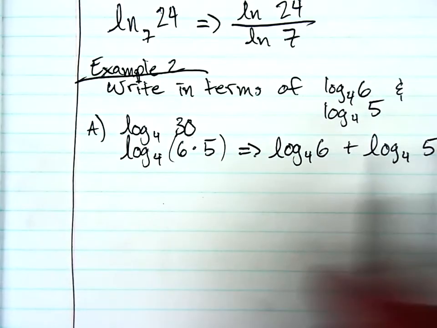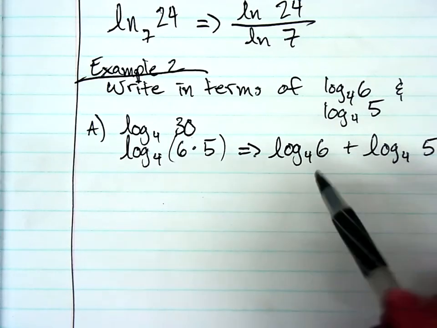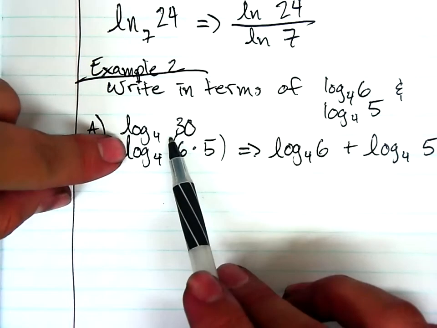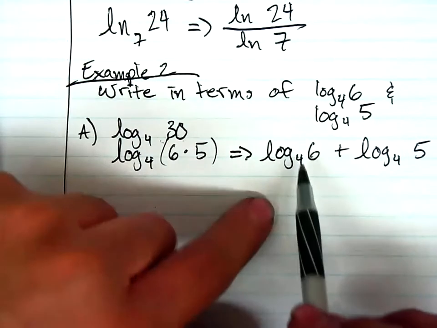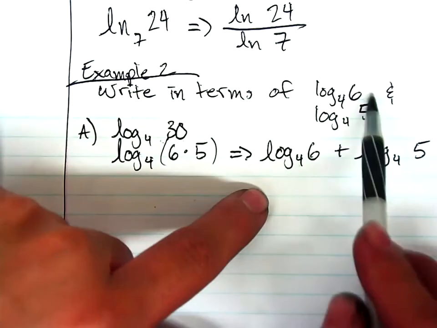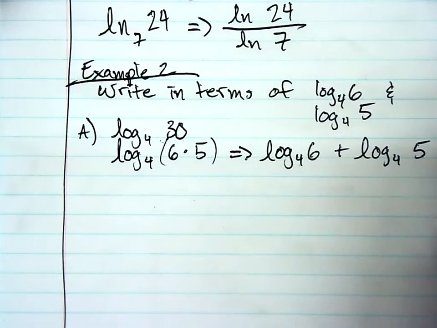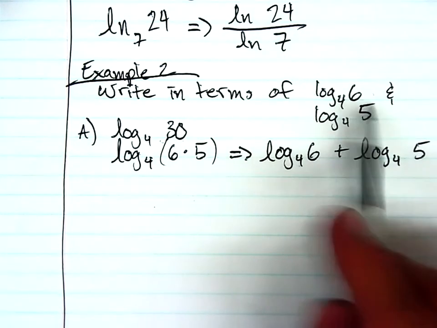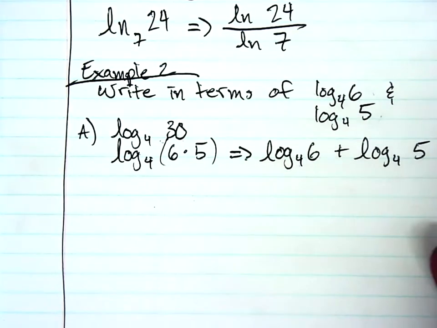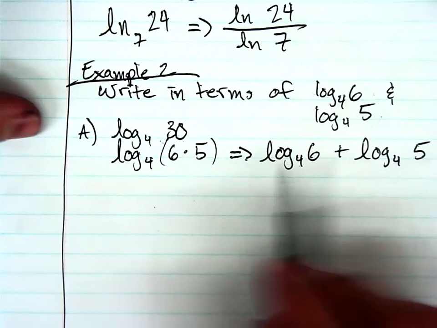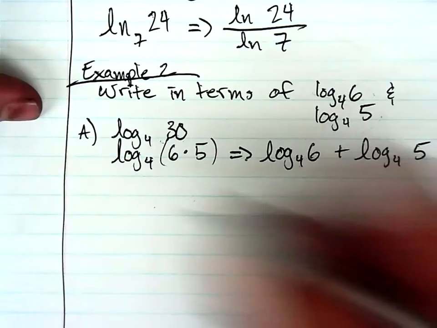What's the point of this? It's to work with some smaller values. Technically, I could evaluate this by changing the base, but I can also work with this in case I was only given the values for these two, supposing that I didn't have a calculator. Okay, so there might be some problems where we have to do that. For now, I'll just show you how to split things up.